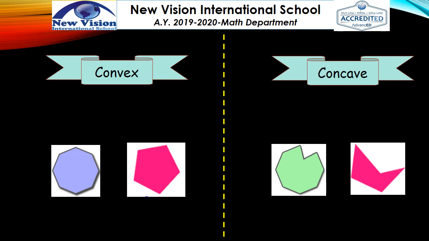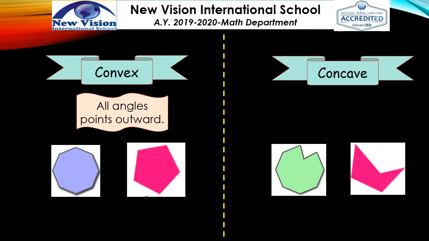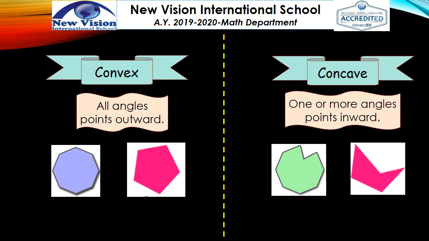We also have the two kinds of polygons. We have the convex polygons and the concave polygons. Convex polygons have all angles pointing outward, and the concave polygons have one or more angles pointing inward. So it's very easy for you to identify the difference.